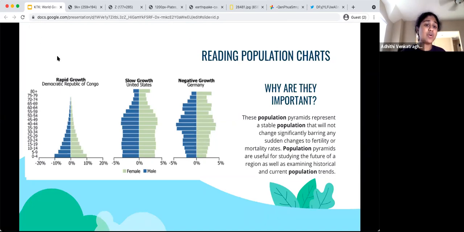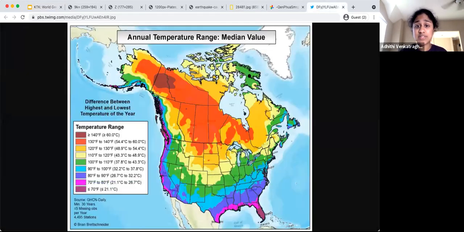How do you determine how hot or cold an area is? That is generally the area's general climate. So as we can see here, annual temperature ranges are based on the data. This is the median value, which means it's the median of all the data that's been collected over the years of a year's high and low temperature. So that goes right back into weather and climate.